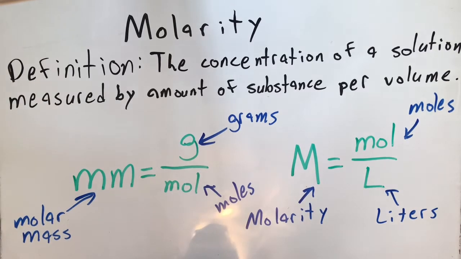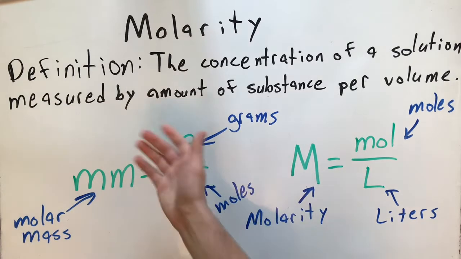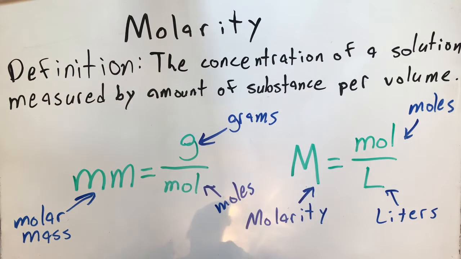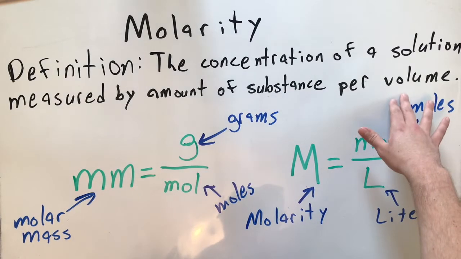So I can measure the concentration of a solution. Maybe I have a solution of salt water that is just a little bit salty. I just dropped a pinch of salt in there and I stirred it really well. It's got a low concentration of salt. Alternatively, I could dump handfuls and handfuls of salt in there and try to get that to dissolve. That would be a very concentrated solution of salt water. So the concentration is just the amount of substance in that solution per volume.